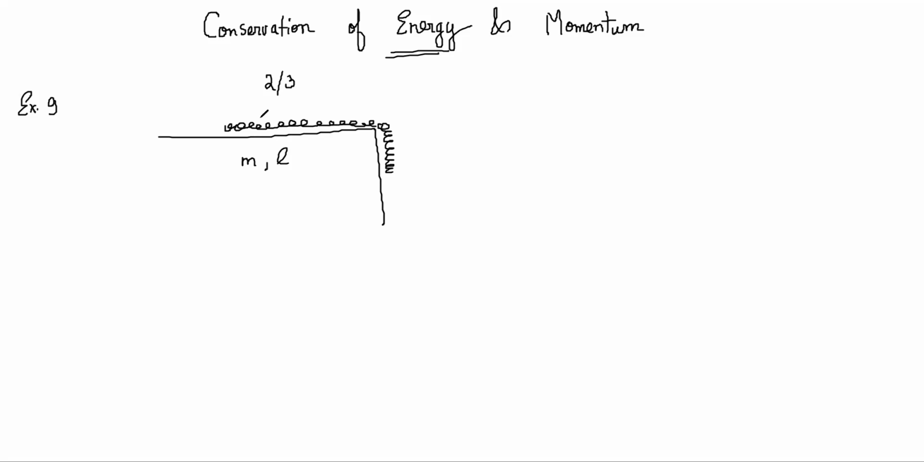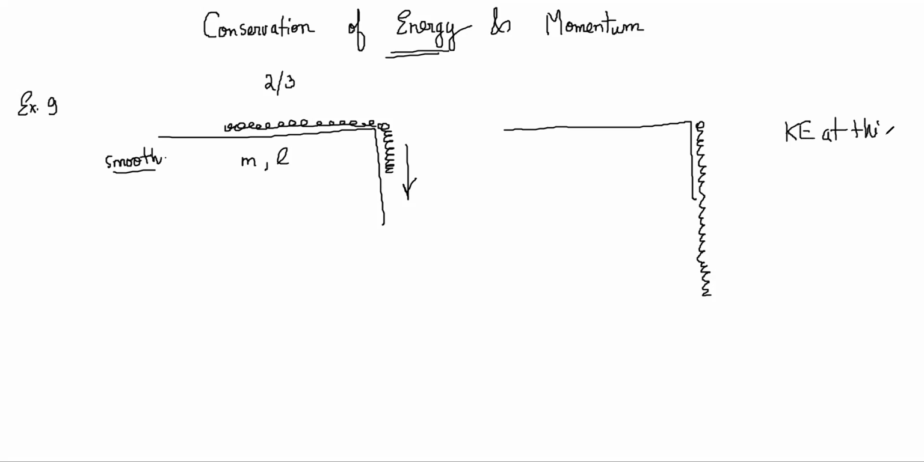Now, it is a smooth, frictionless table, and the chain will slide down because the hanging part is being pulled down by gravity, right? This portion on the table doesn't feel a net force. It feels gravity, but there is a normal force to support it. So this hanging portion is being pulled down. Now, when it completely slips off, it will be in this situation. You have to find the kinetic energy at this instant when it completely slips off.